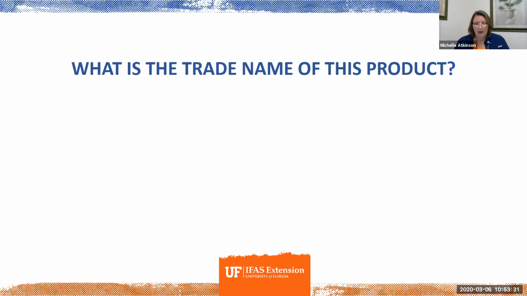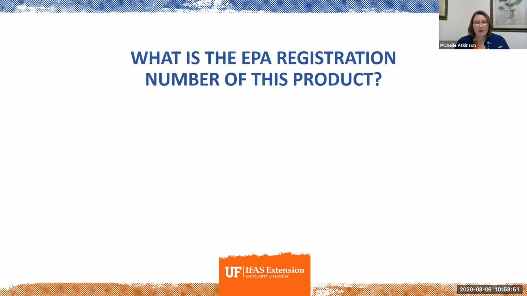What is the trade name of this product? How is this product sold? Well, we talked about this in the label review, and that would be the trade name, what it's sold under, or brand name, which is pesto, right? So pesto herbicide. What is the EPA registration number of this product? Pause if you haven't found it yet. So if you look under pesto, under the description, it says complete directions for use, and it gives the EPA registration number right there.